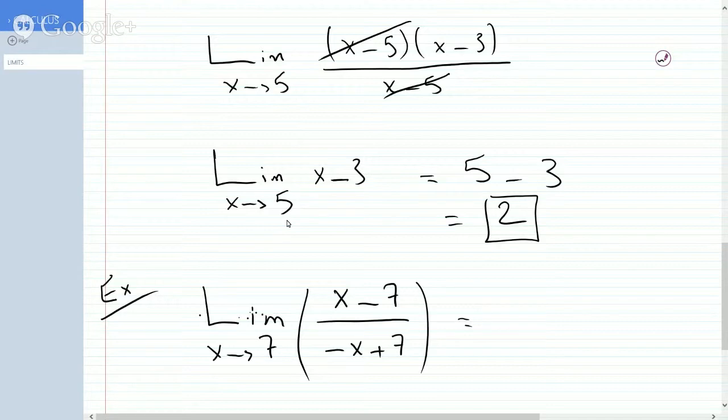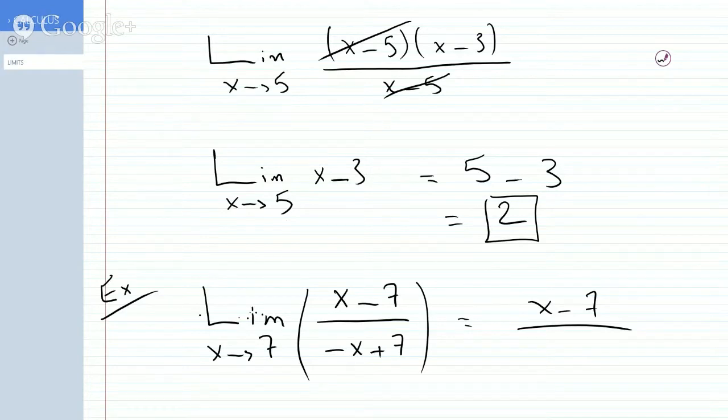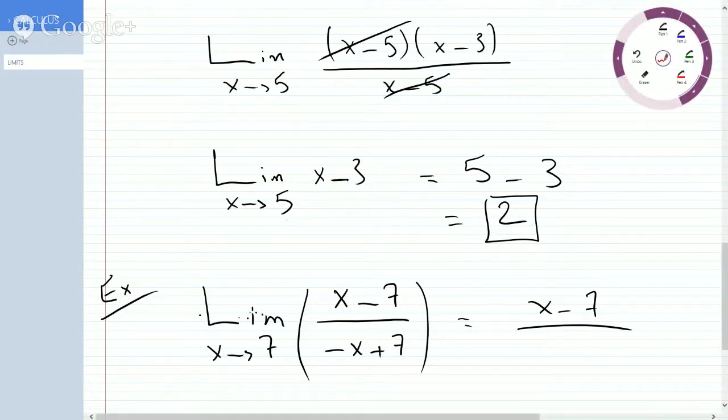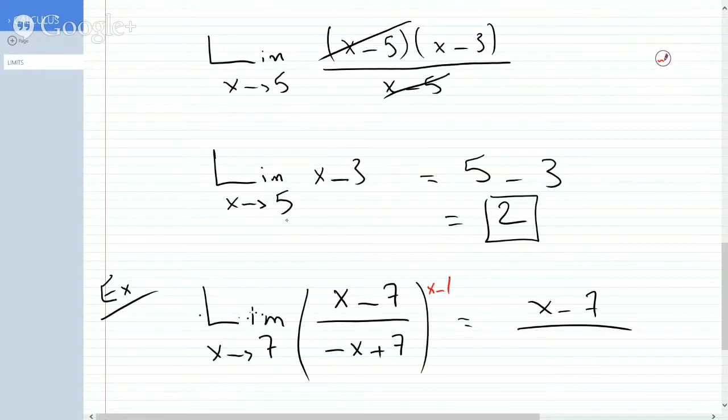This is times negative 1. So you could factor out a minus 1 from the bottom. Or if you want, I could multiply here by minus 1 and here by minus 1, whatever you like. Which one do you prefer? Let's multiply by minus 1. But then you'd have to do it here as well. Okay? And then when you do this, this becomes minus x plus 7 over x minus 7.